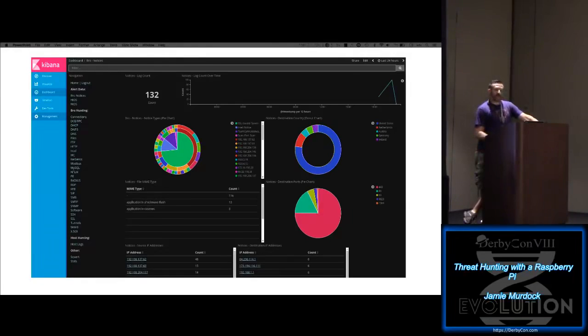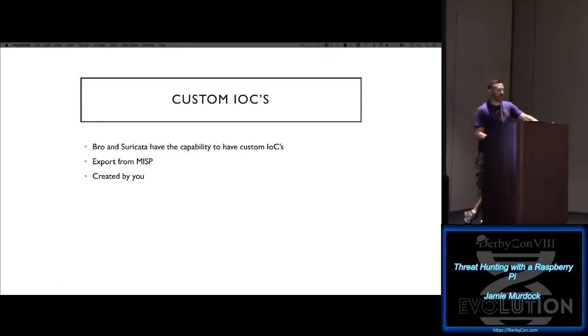So you get really good data, but it doesn't just stop there. You can create your own custom IOCs in both Bro and Suricata. So it's not really that hard to do. Both of those languages, you can create anything you want.